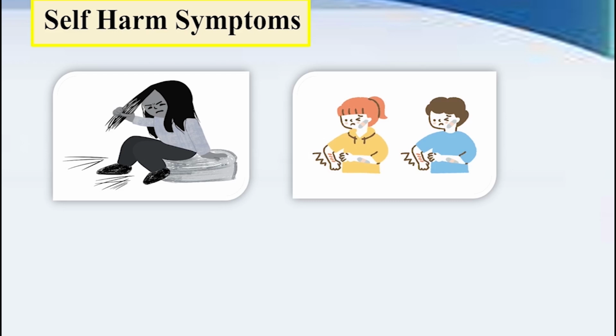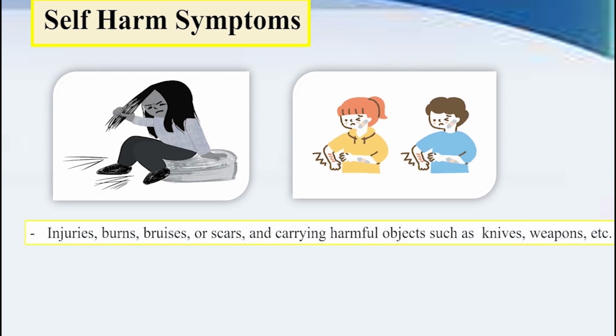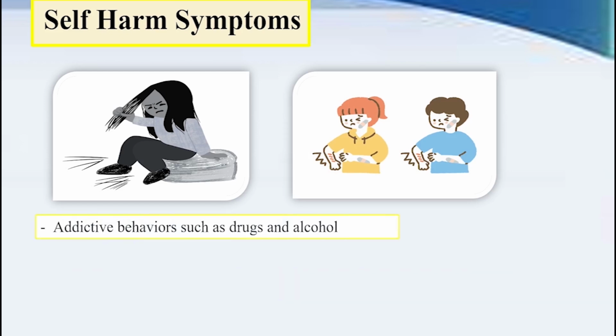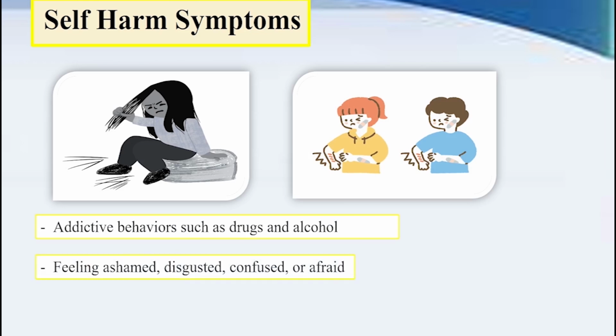There are some self-harm symptoms such as injuries, burns, bruises, scars, or carrying harmful objects such as knives, weapons, etc. Or talking about feelings of pain, discomfort, weakness, illness, or dizziness, or addictive behaviors such as drugs and alcohol, feeling ashamed, disgusted, confused, or afraid, not eating or overeating, etc.